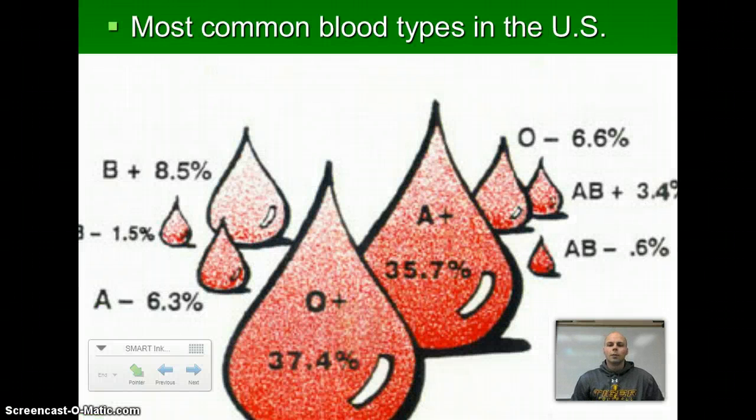For the most common blood types in the United States, you can see O positive is the most common type, and A positive is the second most common, and those two are by a very high portion. Those make up almost 80% of the total blood types in the United States. And you can see the least common is AB negative over here with 0.6%. That's a very, very small portion of the population that has that type of blood.